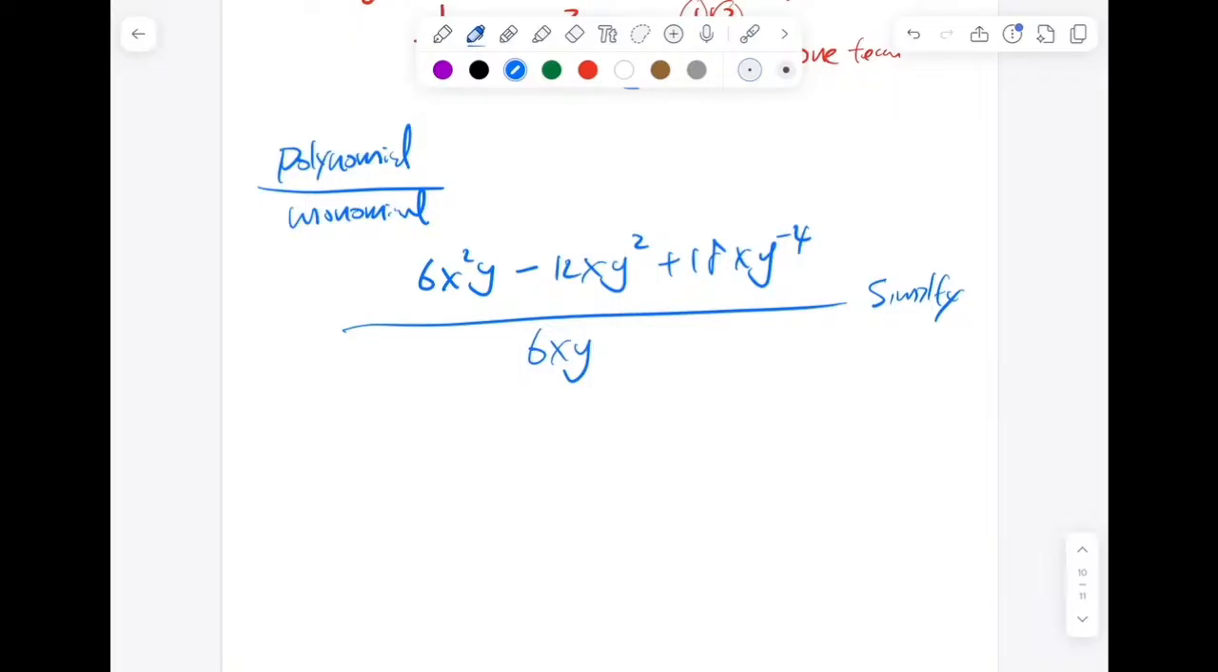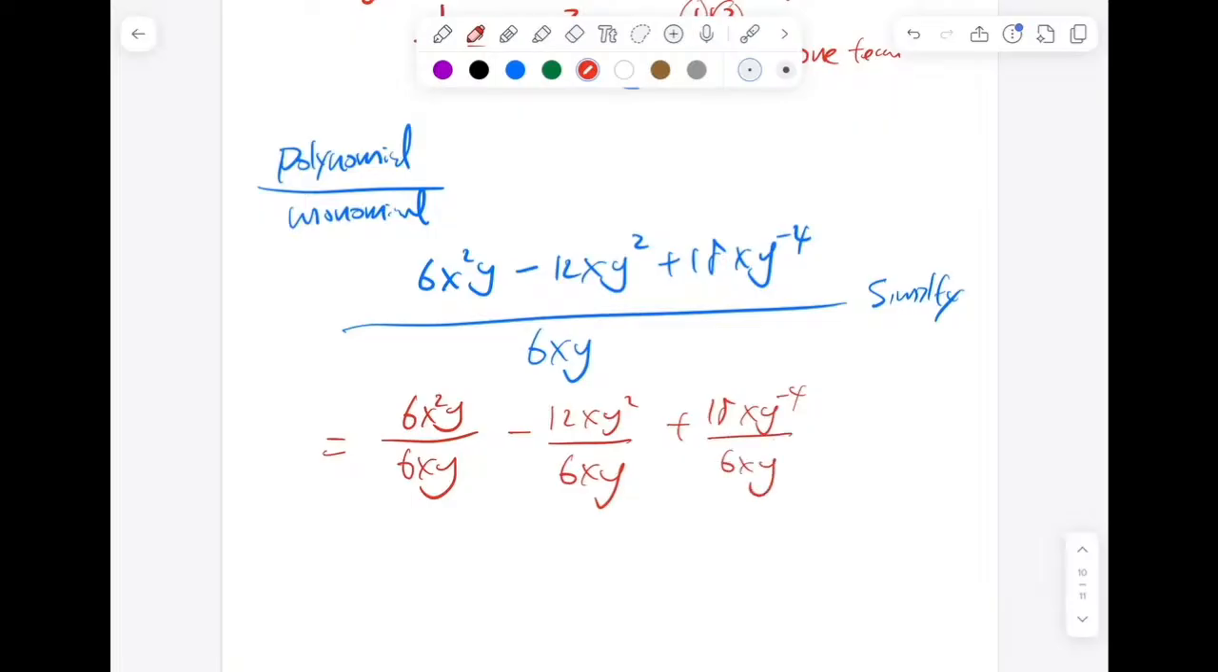You see how many terms on the top? 3. How many terms on the bottom? 1. So I can split them. I can make this look much easier, if you don't believe me: 6x squared y over 6xy minus 12xy squared over 6xy plus 18xy to the -4 over 6xy. You split it all apart, because once you split apart, it becomes 3 exponent questions.